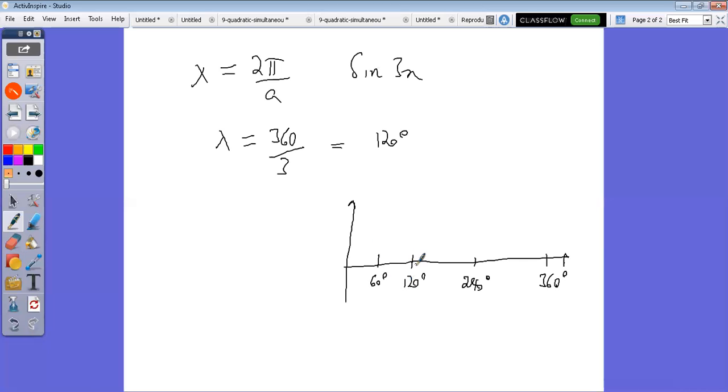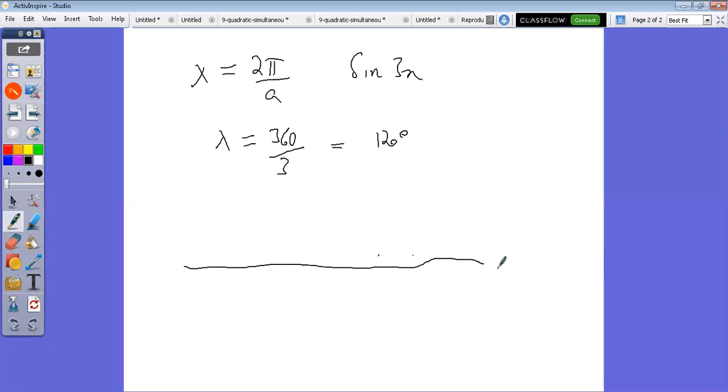At that. Then I'll have another one. So to draw this now, let me just show you how you do this. To draw a proper graph like this, we now know that it's three complete waves. Forgive me, my lines might not be as straight as you want.